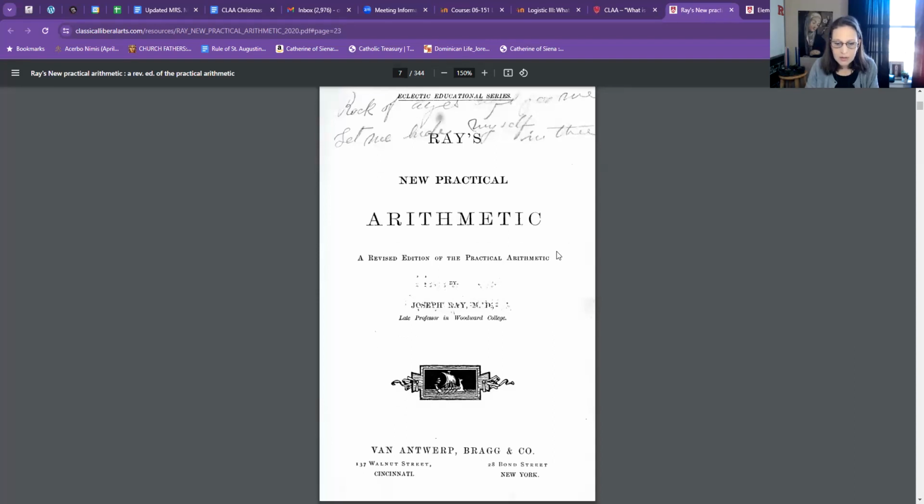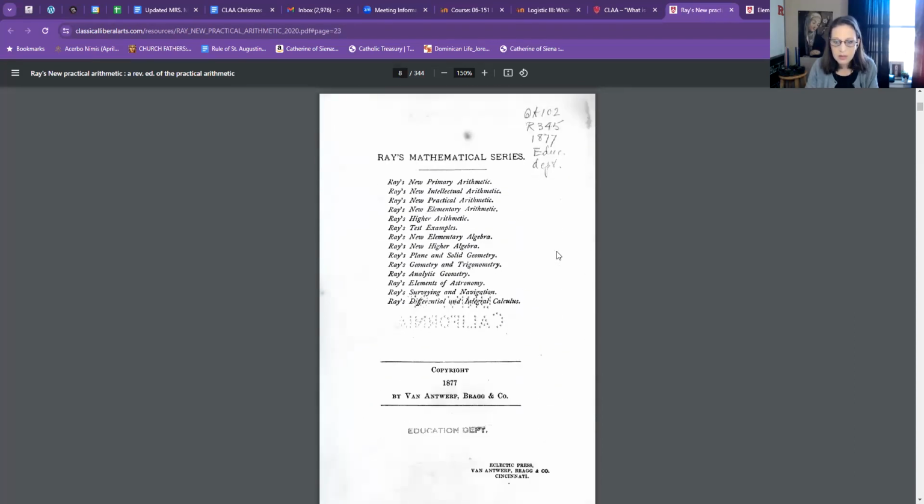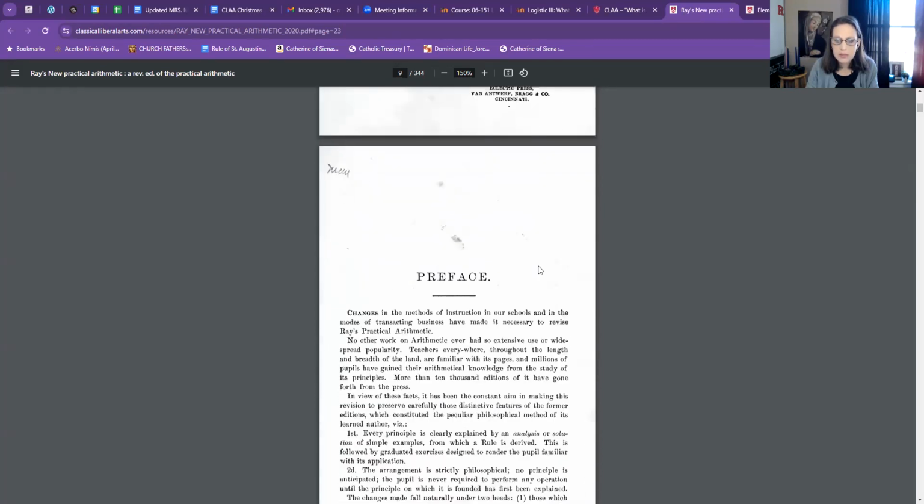Okay. So here's the table of contents. You can see there's a whole bunch of them. We use these all the way through algebra. And they even have astronomy, surveying, and navigation. That's a study for ships, how ships move on the water, geometry and trigonometry. So you see they have a lot of courses in this series of books.